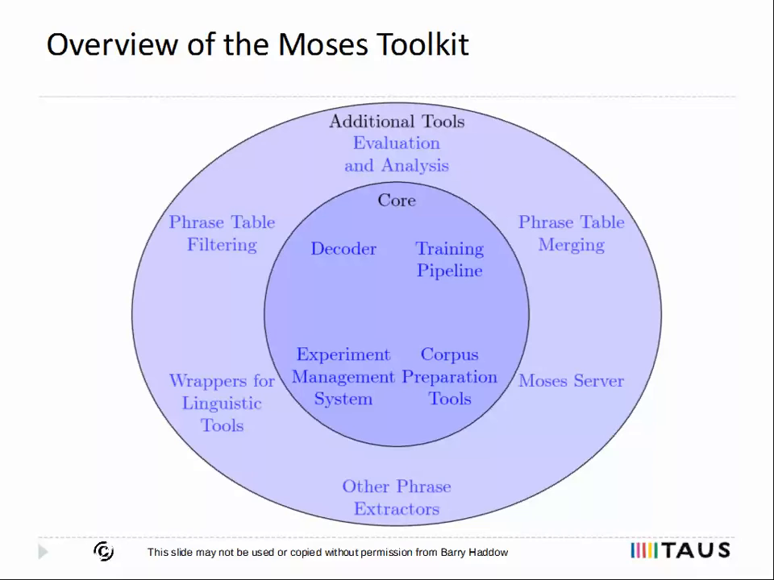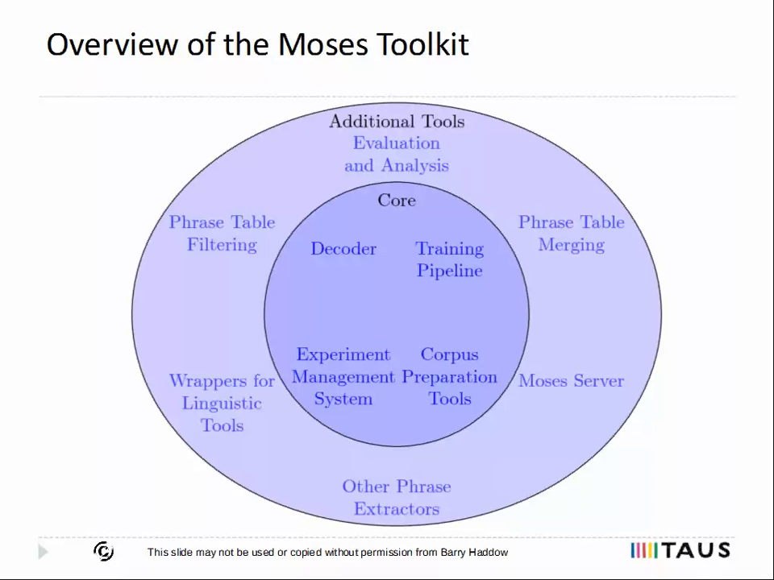For example, there's a basic server using XML-RPC to serve translations, which can be used to build an online translation system. There's also various alternative experimental phrase extractors, and there's wrapper scripts to help package linguistic tools so that they can be used in factored models.